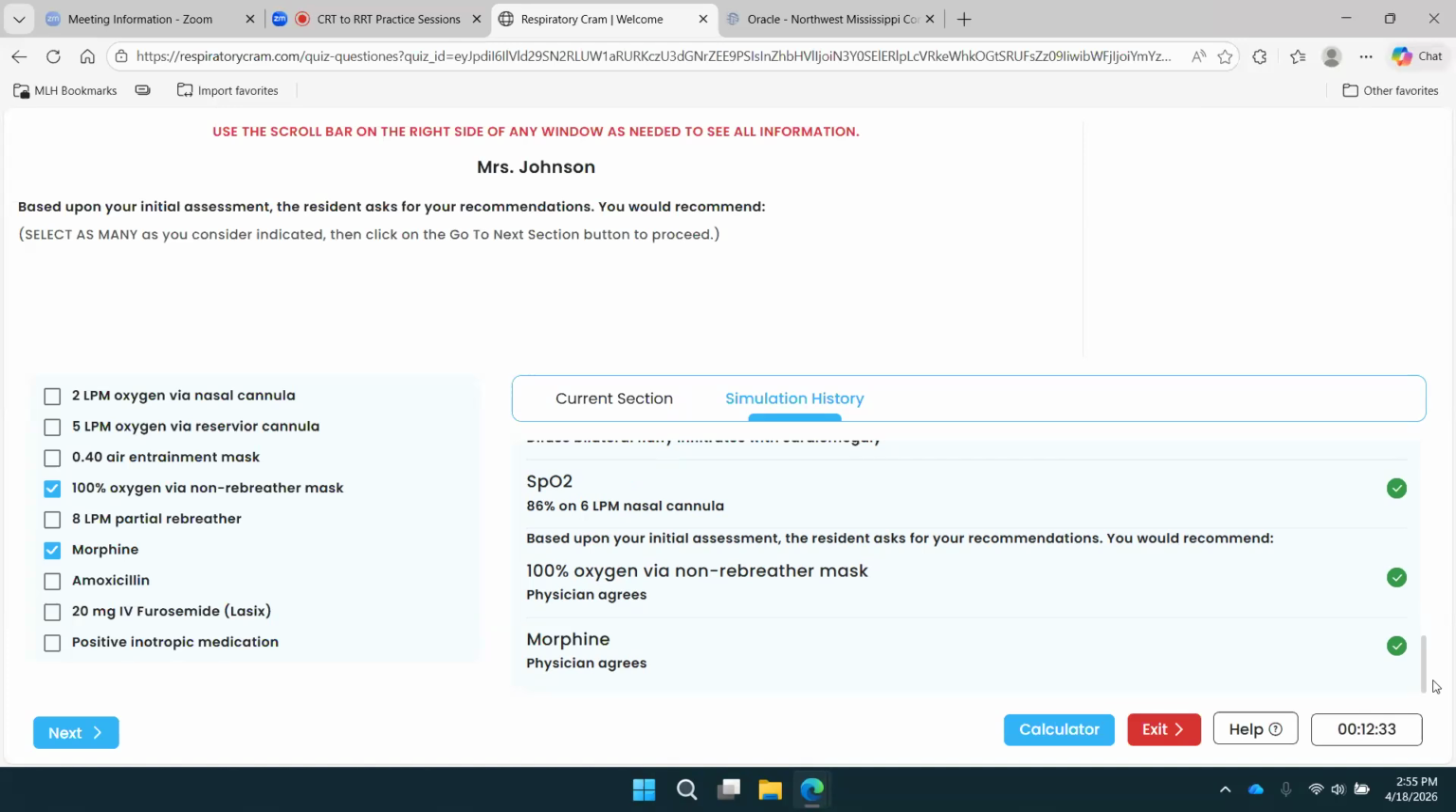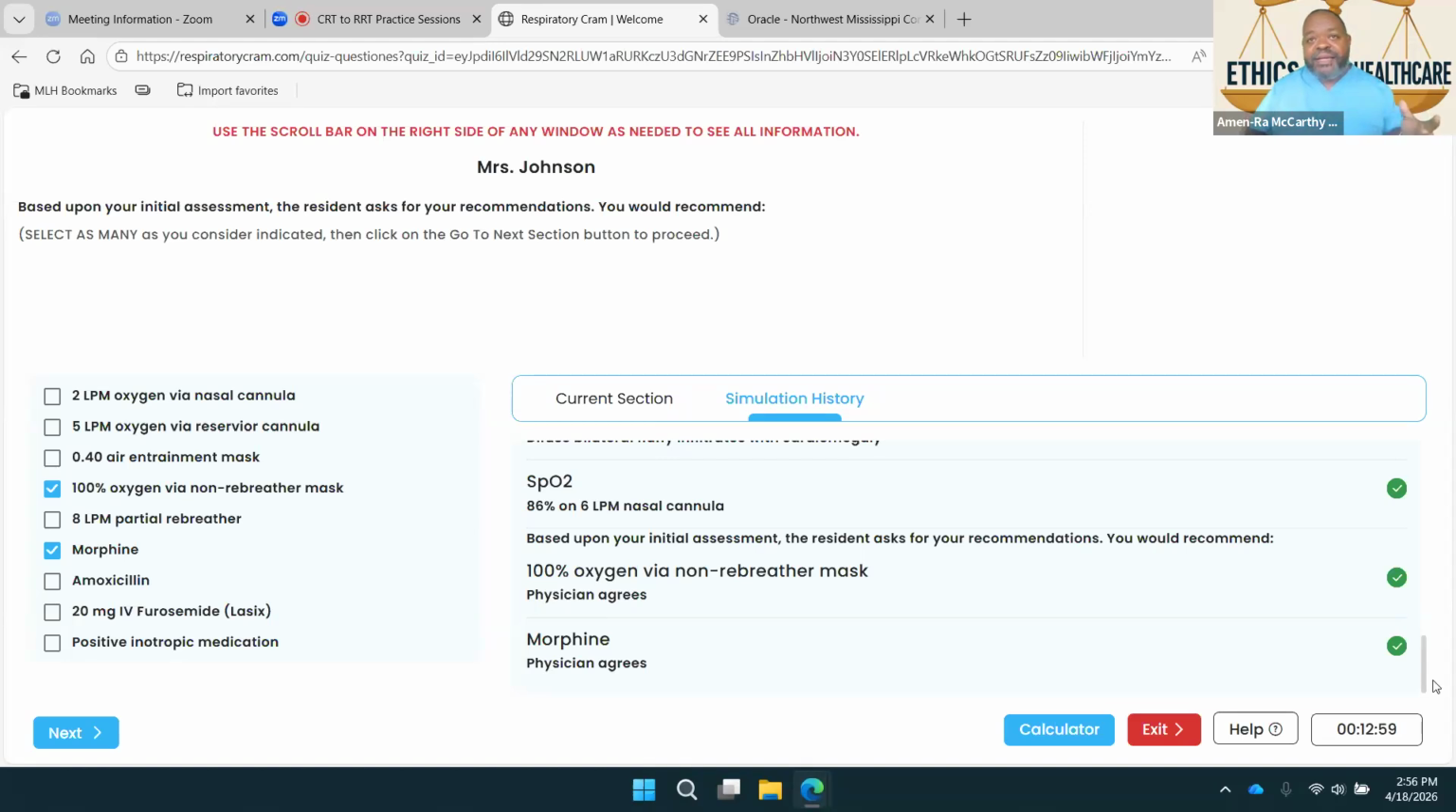What about amoxicillin? No. Why not amoxicillin? It's an antibiotic, and have they told us anything that makes us think that she has a bacterial infection? No. What do we need to know if they have a bacterial infection? White blood count. Temperature. Good. White blood count greater than 10,000, right?